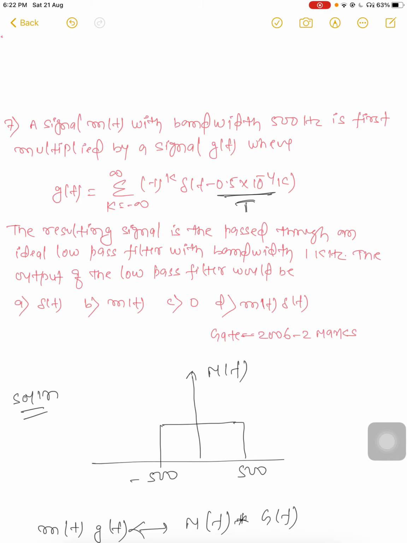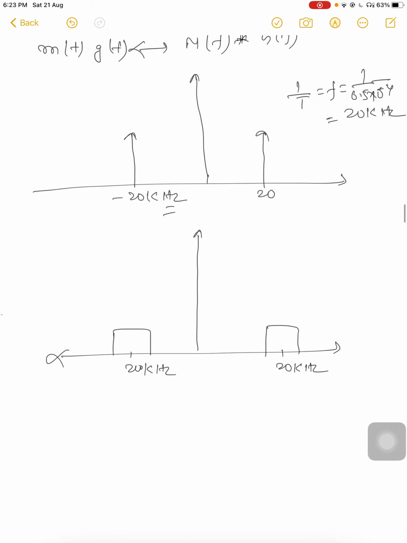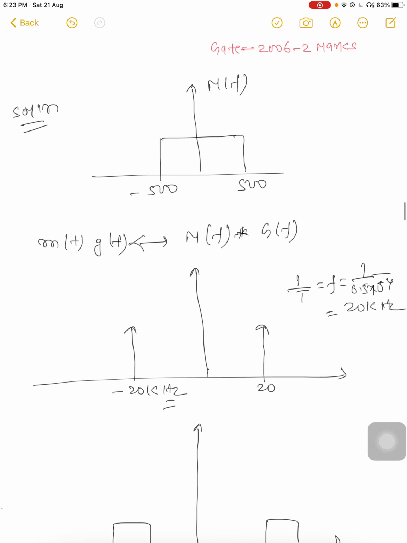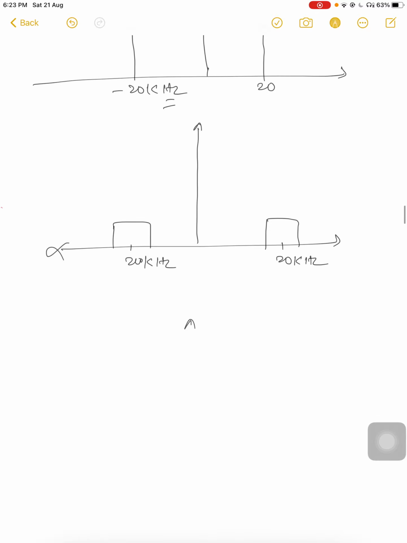In the resulting convolution you will get the spectrum here at 20 kilohertz, and on this side also centered at 20 kilohertz. After the low pass filter, the filter bandwidth is 1 kilohertz. The resulting signal is passed through an ideal low pass filter. Let us consider the low pass filter bandwidth is 1 kilohertz.